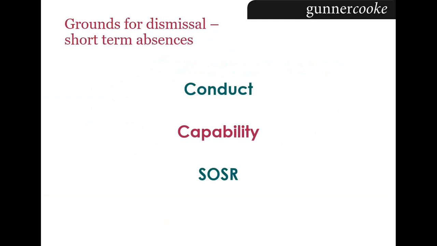So looking first at what grounds you should rely on to dismiss an employee for short-term absence. I'm sure, as most of you are aware, when looking to dismiss an employee, the starting point is to establish a fair reason for dismissal. And as you may be aware, there are five potentially fair reasons for dismissal. The ones that are relevant here are conduct, capability, and SOSR, or some other substantial reason.